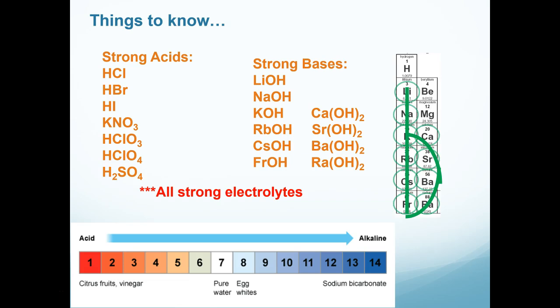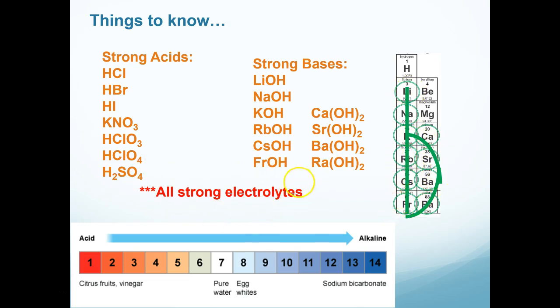We want to be able to recognize strong acids. Again, we're assuming that all of these are dissolved in water, but make sure you know these strong acids. And also we need to know these strong bases. Okay, there are other types of strong bases, but for us, we want to know these metal hydroxides. And know that all of them are going to be strong electrolytes. You have one way to remember them here, the letter B for base.